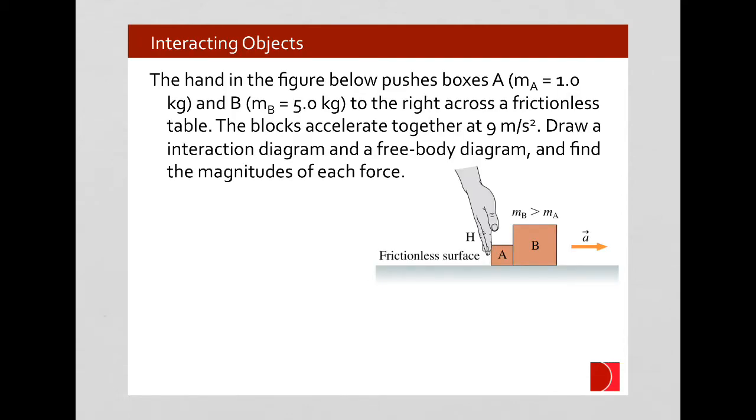Here we're looking at a situation where a hand is pushing two boxes that are moving together to the right across a frictionless table. The blocks are accelerating together at 9 meters per second squared. So that's an acceleration constraint that they have to move together. We want to draw an interaction diagram and a free body diagram for these two boxes, and then find the magnitudes of each force.